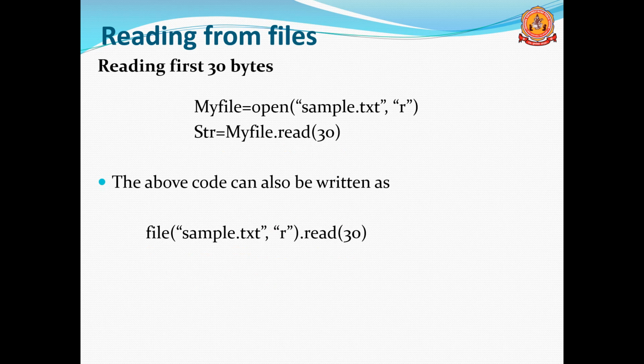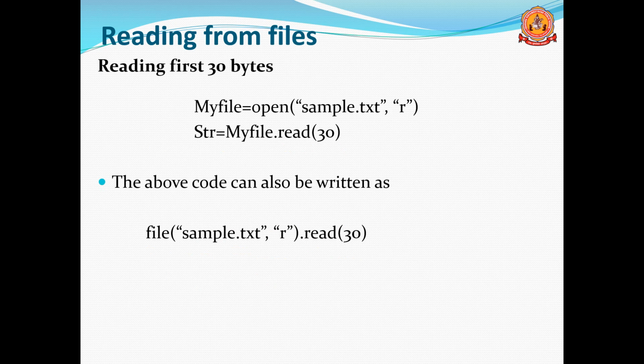In the above, there are two statements. Those two statements can be reduced to only one statement, as you can see here. You provide the open function with the file name sample.txt, and second, the method .read(30). This is an easy way to read. The first method is the normal syntax, which we already discussed. The second method is a new method for us.